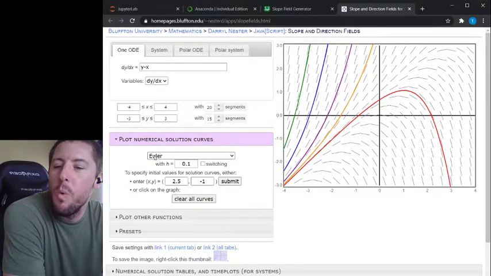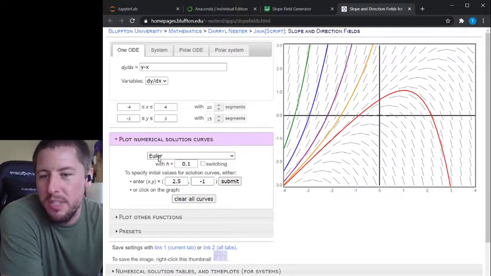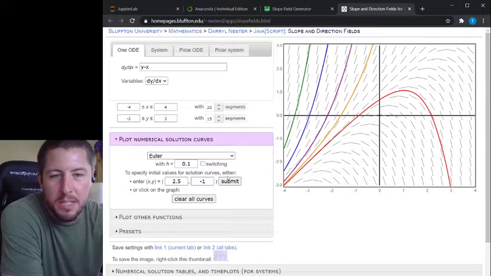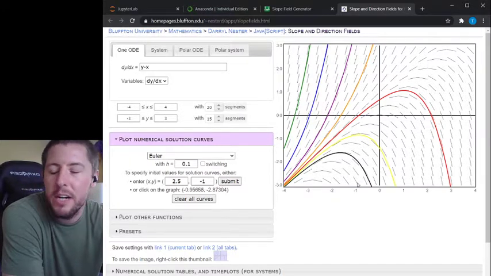So this is asking what technique do you want it to use to make the computations? And right now, the default is Euler. There's smarter ones to use. This is actually the lamest one, but these curves all do look correct right here to me.